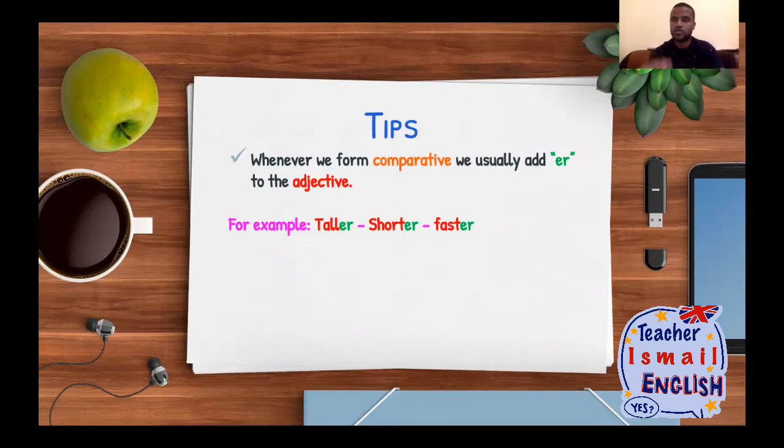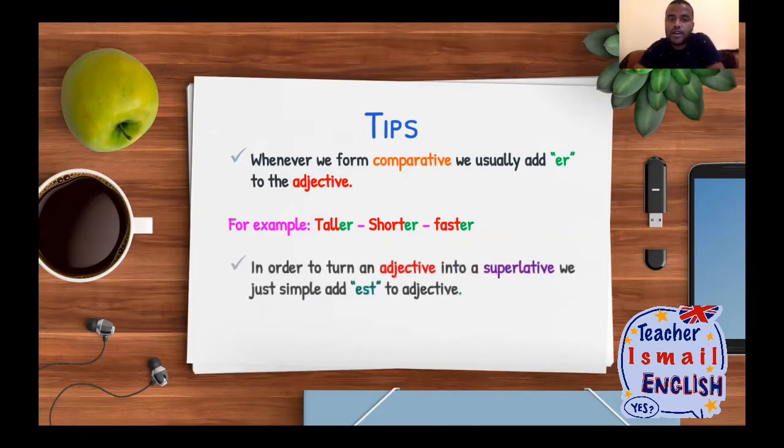Short, shorter. Fast, faster. Here we are going to add er to the words. Most adjectives are going to take er in the comparative. In order to turn an adjective into a superlative, we just add est.